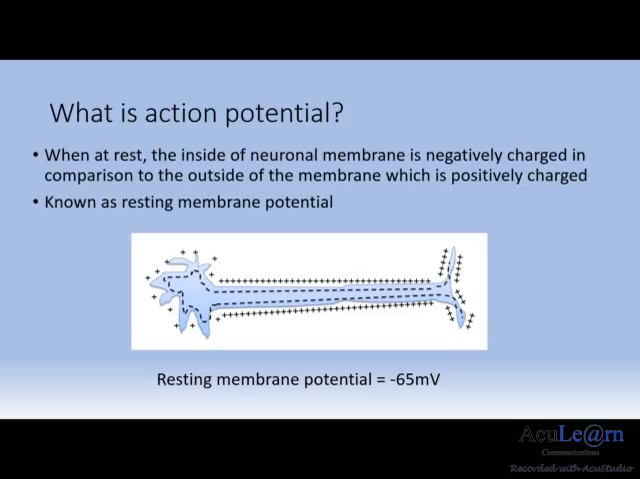Vm is the electrical force between the two sides of the membrane, or it can also be defined as the difference in the voltages between the insides and the outsides of the neuronal membrane. When at rest, the inside of the neuronal membrane is negatively charged compared to the outside of the membrane, which is positively charged. The neuron itself can also be said to be polarized.